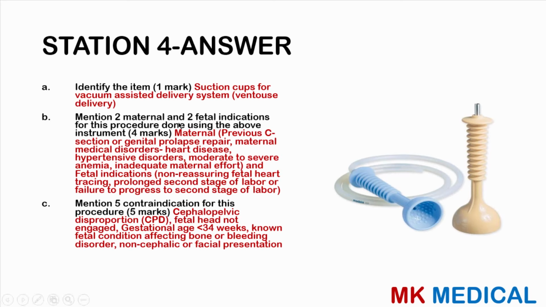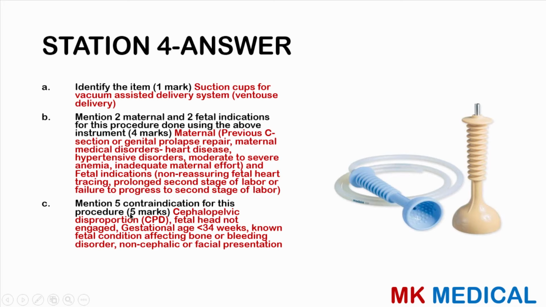So this is obviously suction cups for vacuum assisted delivery system or ventouse delivery. Some maternal indications include previous C-section or genital prolapse repair. You may have some medical maternal disorders such as heart disease, hypertensive disorders, moderate to severe anemia. You may also have inadequate maternal effort. Then fetal indications include a non-reassuring fetal heart trace. You may also have a prolonged second stage of labor or a failure to progress in the second stage of labor.